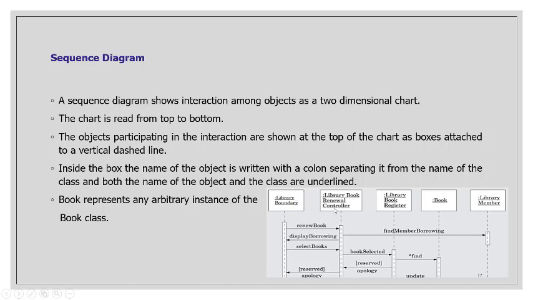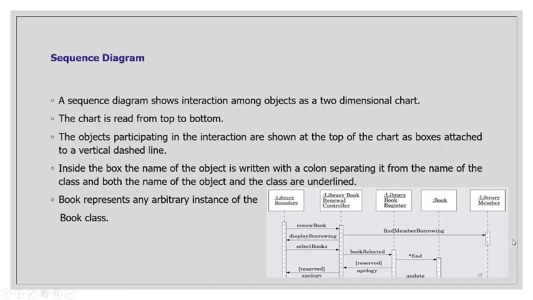And the vertical dashed lines are called the object's lifeline. Any point on this lifeline implies that this object exists at that point. This line means this object exists at that point. Absence of lifeline after some point indicates that the object ceases to exist after that point in time.